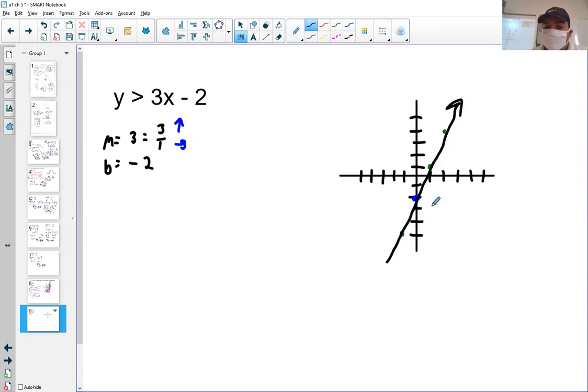Oh, Mr. Joe, you made a mistake. It's not your line. What? It should be a dotted line because it's not equal to. You know what? You're correct.